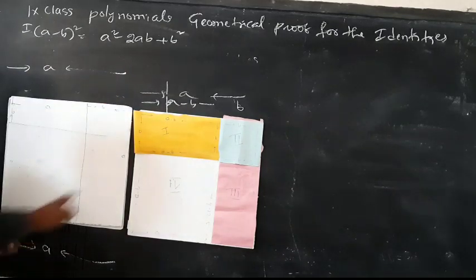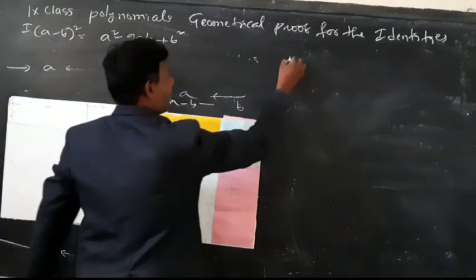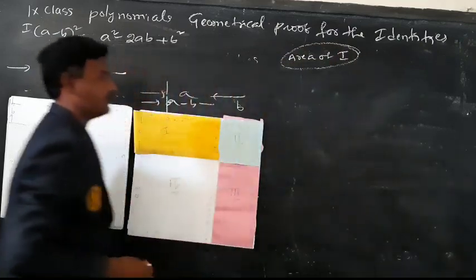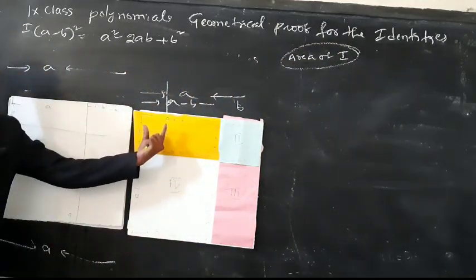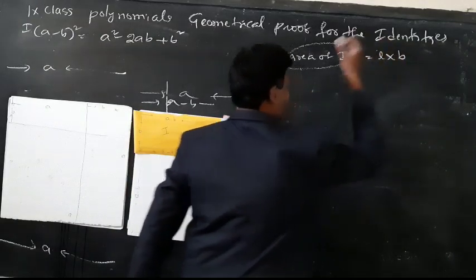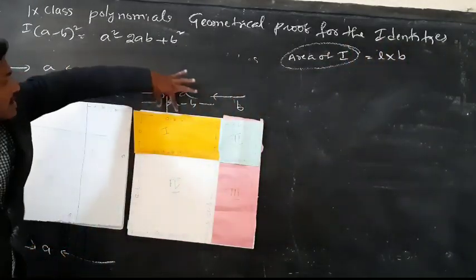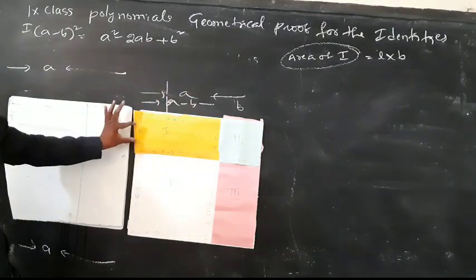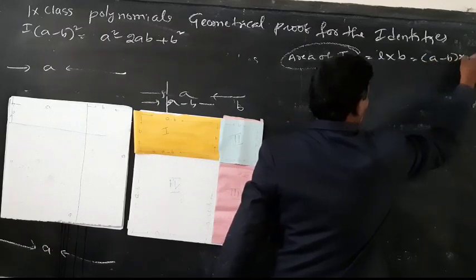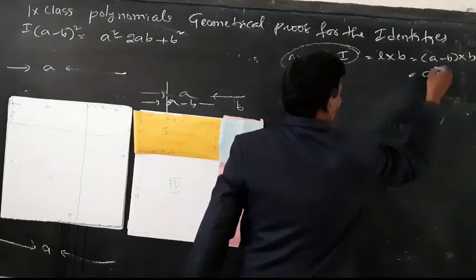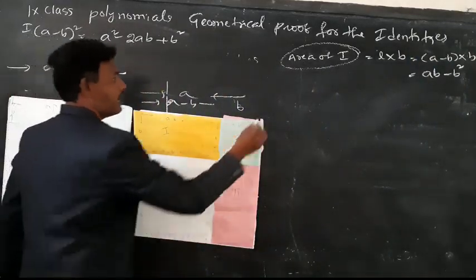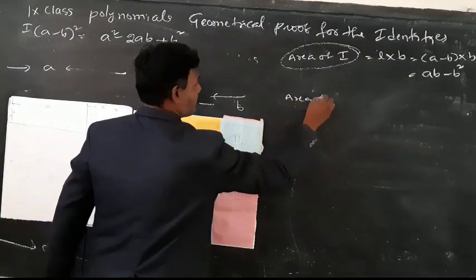What is the first one? I am taking the yellow colored one. Area of first figure. What is the figure here? Rectangle. What is the formula? Area of rectangle is length into breadth. What is the length of this one? a minus b. And the breadth is b. So we can write (a minus b) into b. It is ab minus b square.